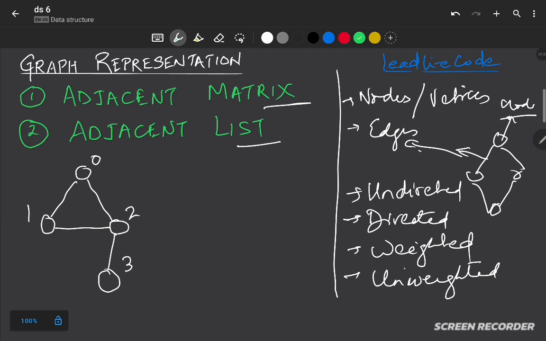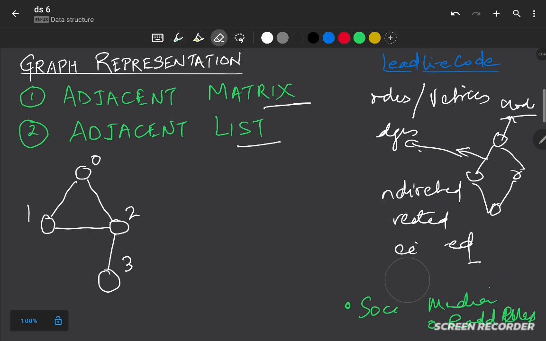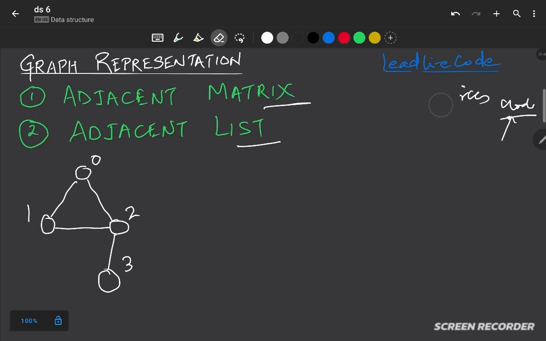Those were social media, and the other was roadmaps. Okay, so this is just a brief refresher for you on what we had discussed previously. Now let us come to the example that we want to understand today, that is on the adjacency matrix.